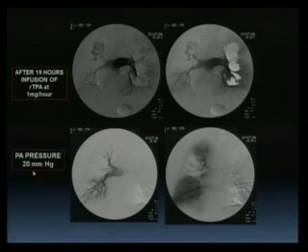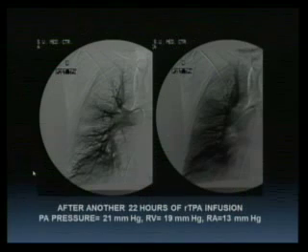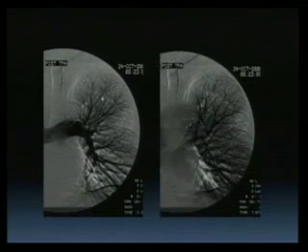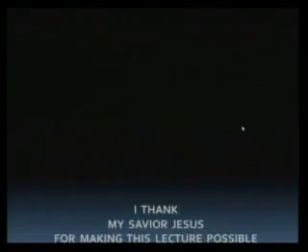Remember, that's your goal for treatment: drop the PA pressure. And then after 22 hours, you would see that hemodynamics has been normalized. PA pressure is about 21. The cutoff is about 18 or 20, so this 20 is the cutoff, so it's almost normal. And look at the perfusion. It's almost restored, much more so with the left lung. So, any question?